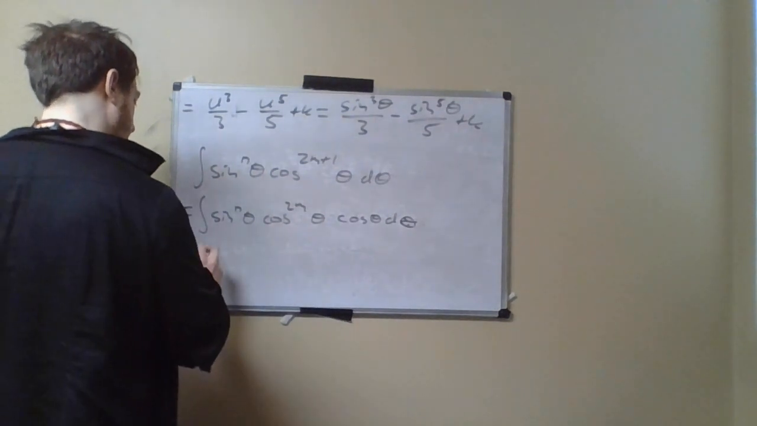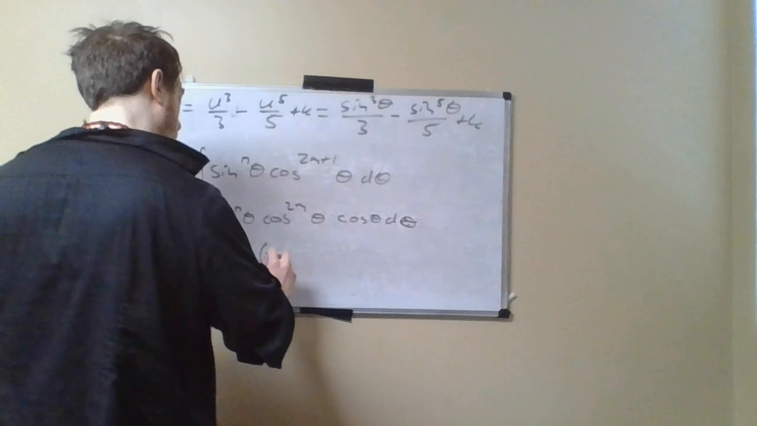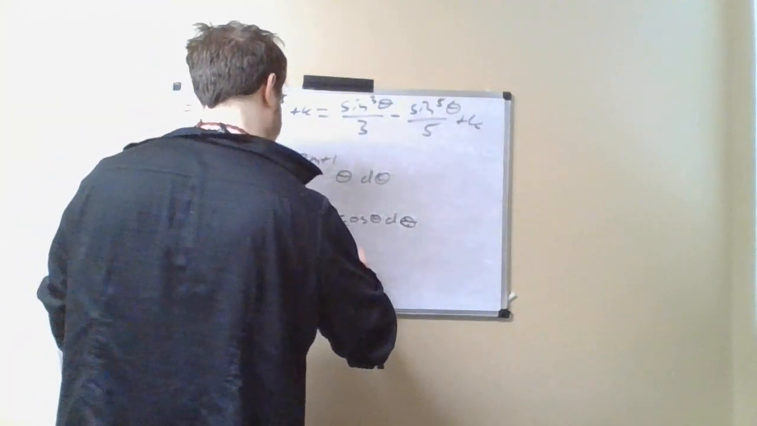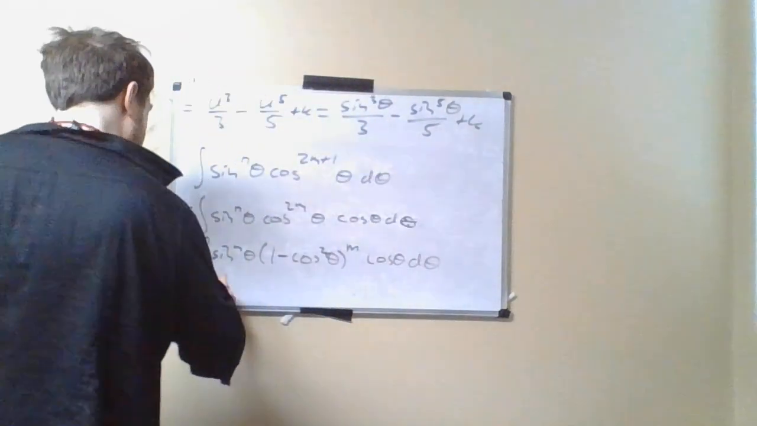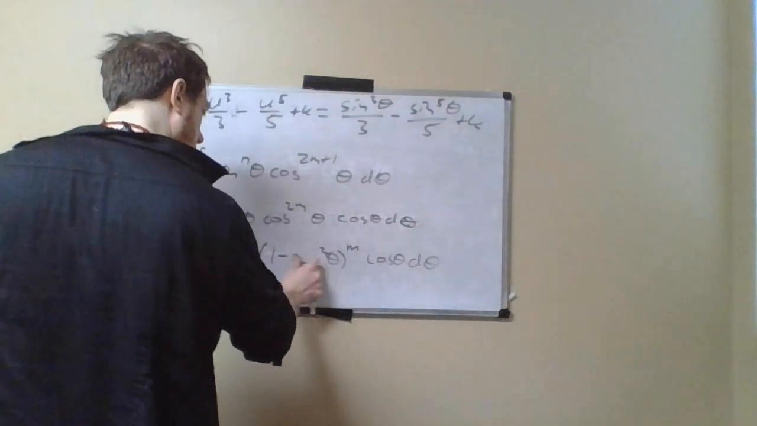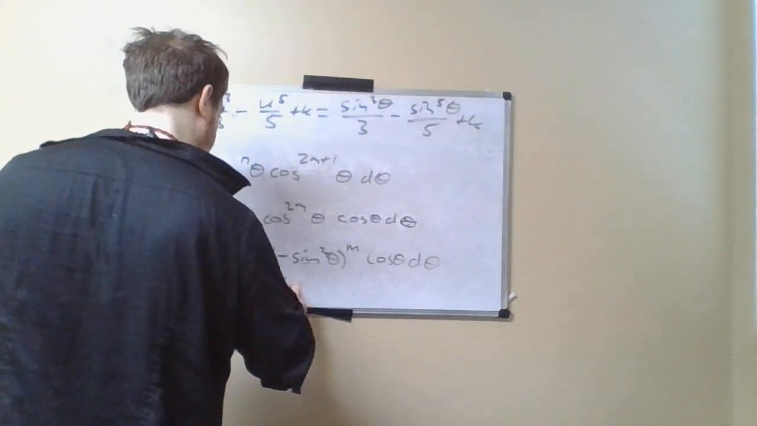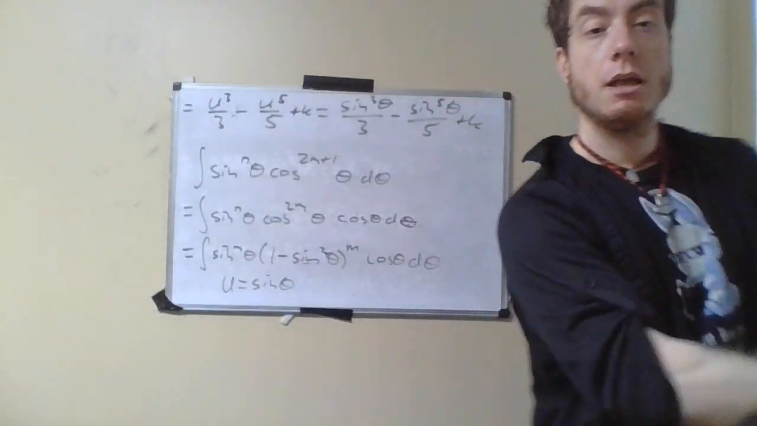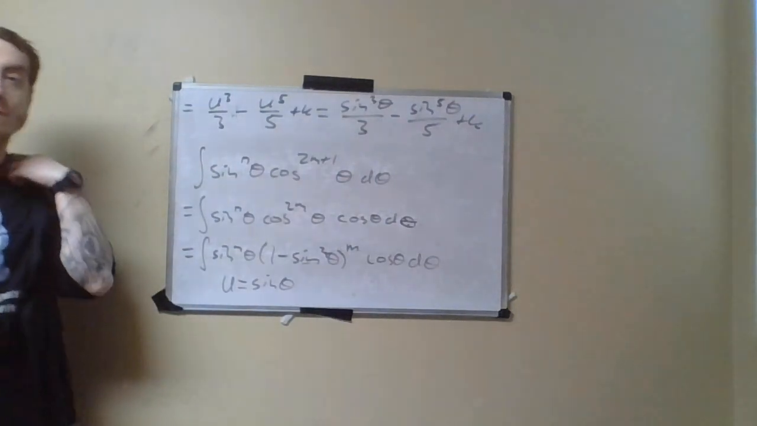And that is going to give me the integral of sine to the n theta times (1 minus sine squared theta) to the m-th power cosine theta d theta. And then you do a u substitution. Sorry, this should be 1 minus sine squared theta. And then you do u equals sine theta as your substitution. This will always work. It may give you sort of a mess, but it will always work.